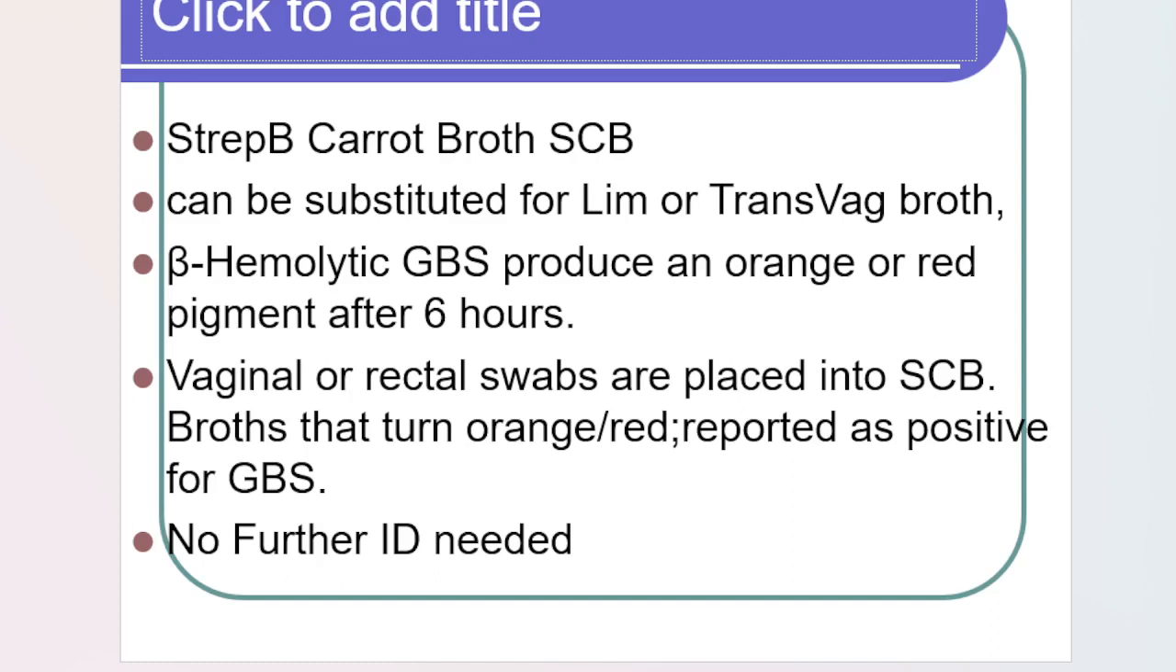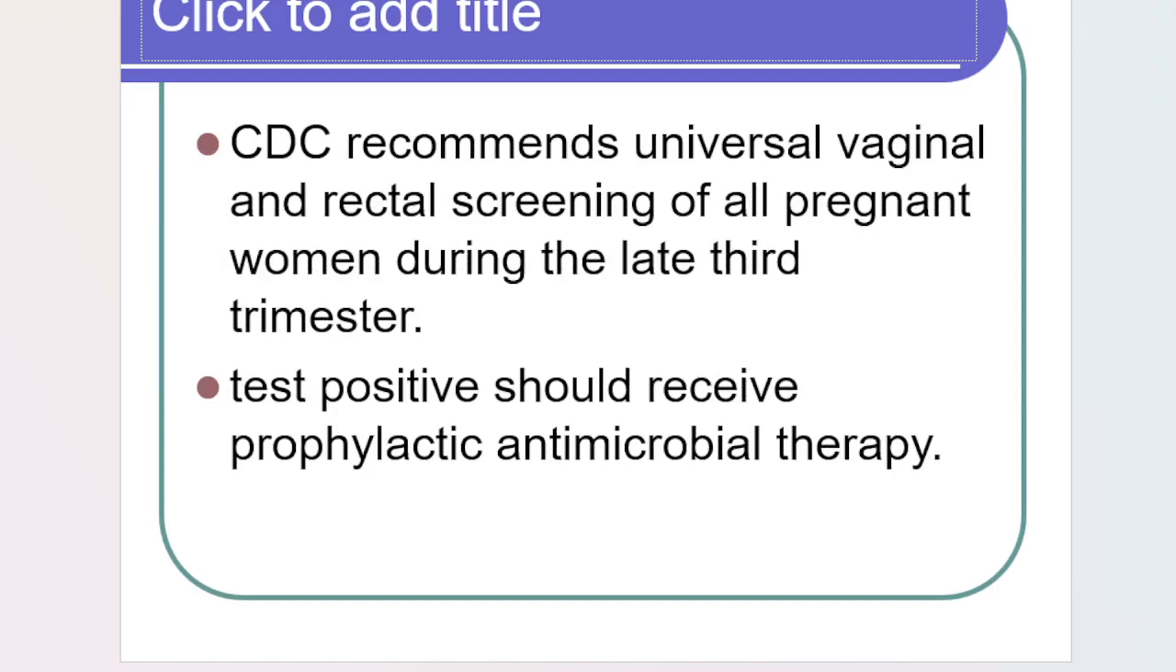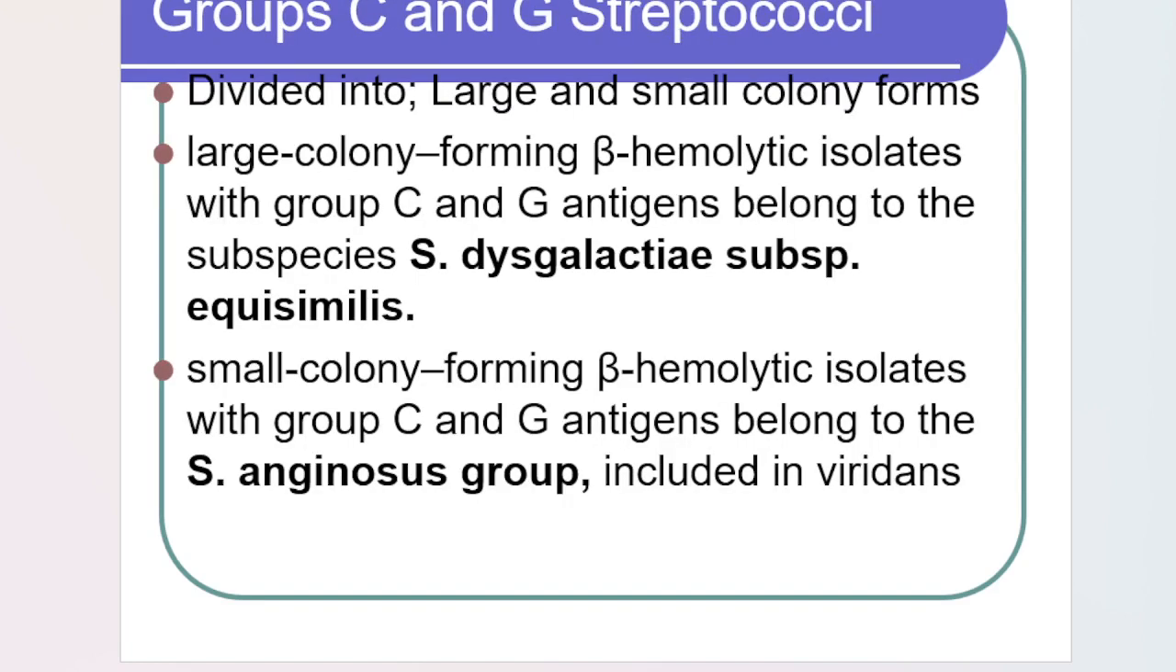Galing, no? Strep B carrot broth. So, kapag nag-orange siya or nag-red, that is already positive. Okay, orange or red pigment in strep B carrot broth. So, pwede mo na siya agad i-report as group B streptococci. CDC recommends universal vaginal and rectal screening of all pregnant women. So, kapag nag-positive for the group B streptococcus, they should undergo treatment to avoid possible complications kagaya ng neonatal GBS infection.